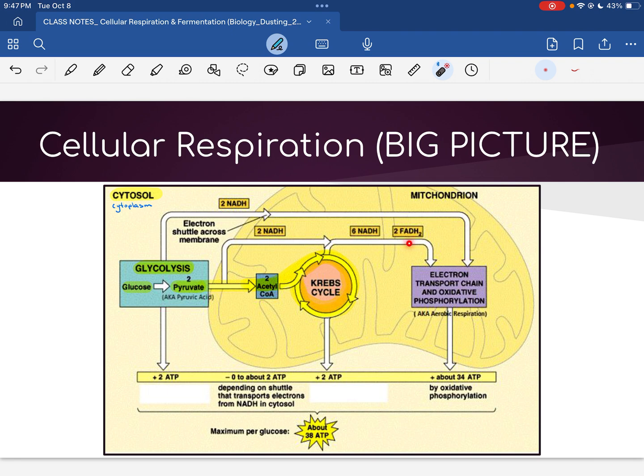You can see that these electron donors are being transported over to the electron transport chain, and the electron transport chain is in the inner membrane of the mitochondria. This process makes a lot of ATP. It makes 34 ATP, much more than glycolysis and the Krebs cycle combined. In total, in optimal conditions, we're making about 38 ATP per glucose that goes in.